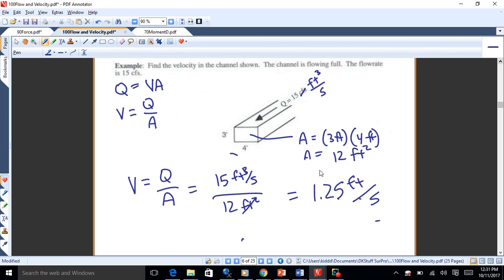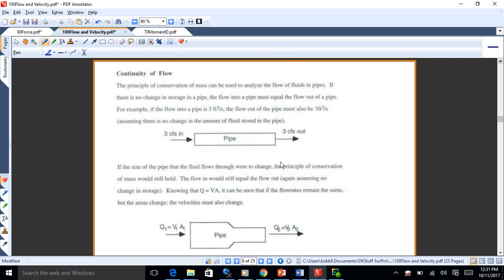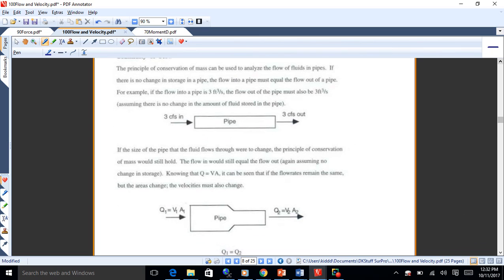Now, there's a couple other things we got to look at with this. First one is called continuity of flow, which is kind of a fancy name for a pretty simple idea. If you've got a pipe and the pipe is full, if you put in 3 cubic feet per second in one end, 3 cubic feet per second is going to come out the other end. If the pipe's full, there's just nowhere else for the water to go. And for those of you that are in the water program, they use this a lot in water treatment.